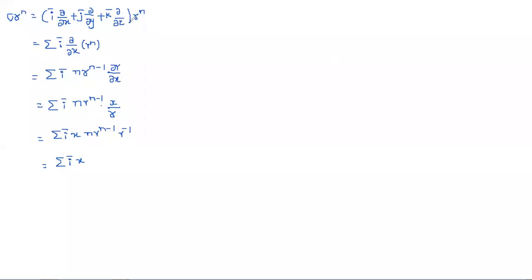First we wrote del r power n is equal to i dou by dou x plus j dou by dou y plus k dou by dou z into r power n, and we are writing summation for this, i into dou by dou x of r power n. Applying derivative, r power n derivative is n r power n minus 1 into r derivative, dou r by dou x. Next, we are not doing any changes, and already we calculated dou r by dou x is x by r.